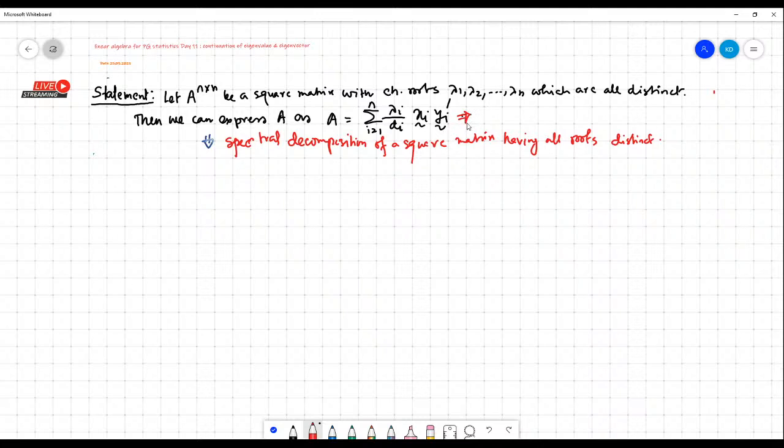I forgot to mention that xi curl and yi curl are suitable vectors and di is, of course, a non-zero suitable constant. Okay, di is a suitable constant. Clear?